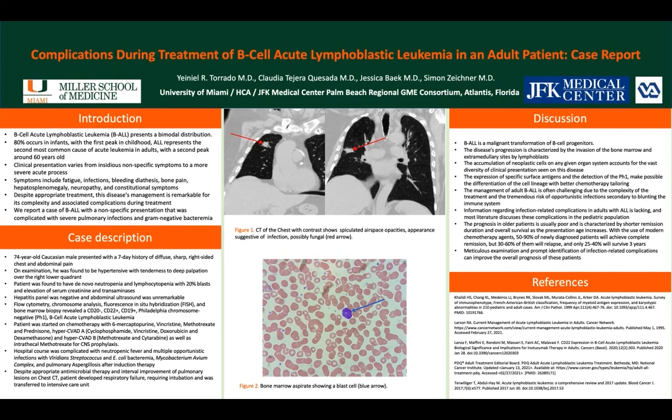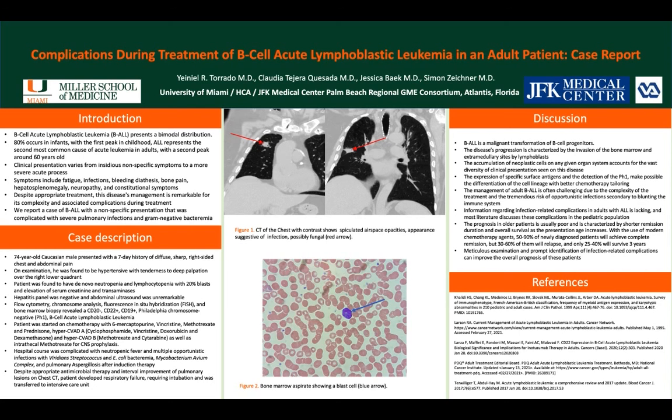B-cell ALL is a malignant transformation of B-cell progenitors. The disease progression is characterized by the invasion of the bone marrow and extramedullary sites by lymphoblasts. The accumulation of neoplastic cells on any given organ system accounts for the vast diversity of clinical presentation seen on this disease. The expression of specific surface antigens and the detection of the Philadelphia chromosome make possible the differentiation in the cells involved, in addition to a better tailoring of the chemotherapy.